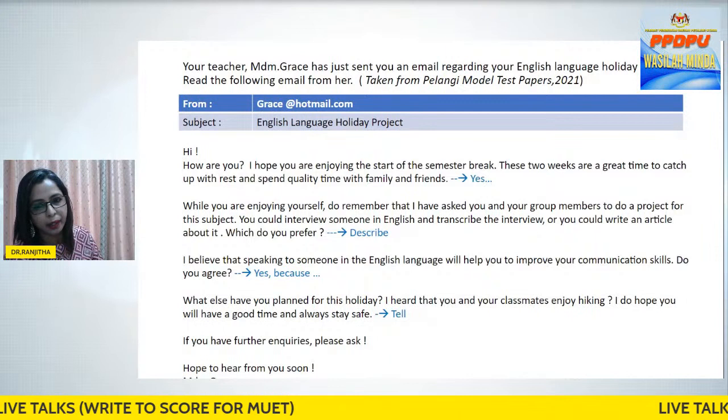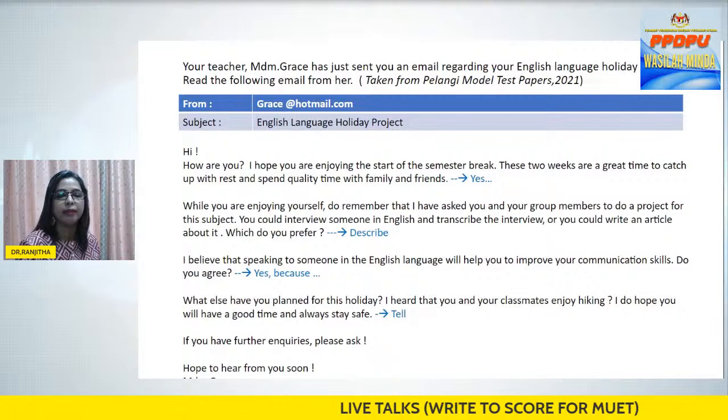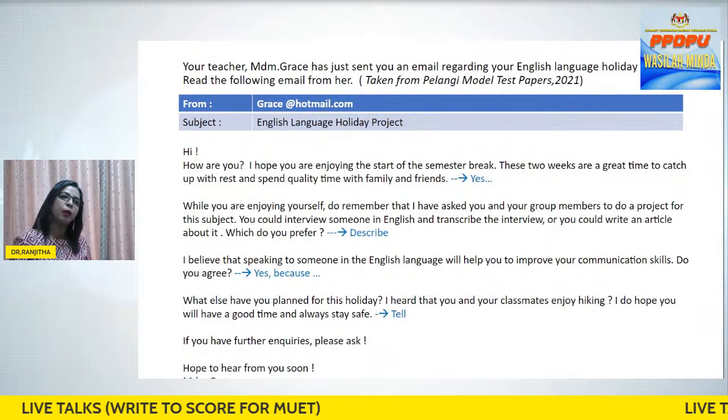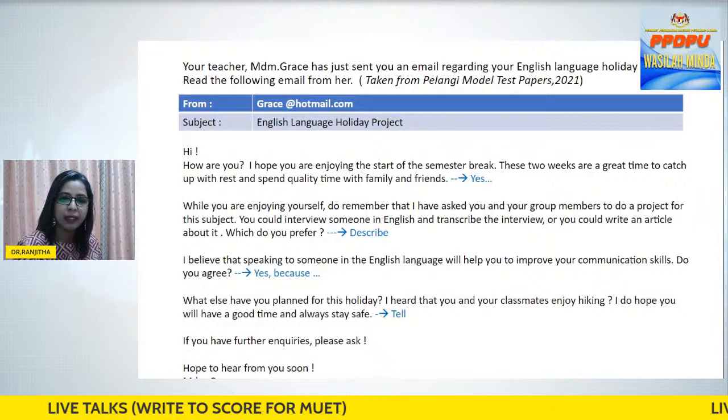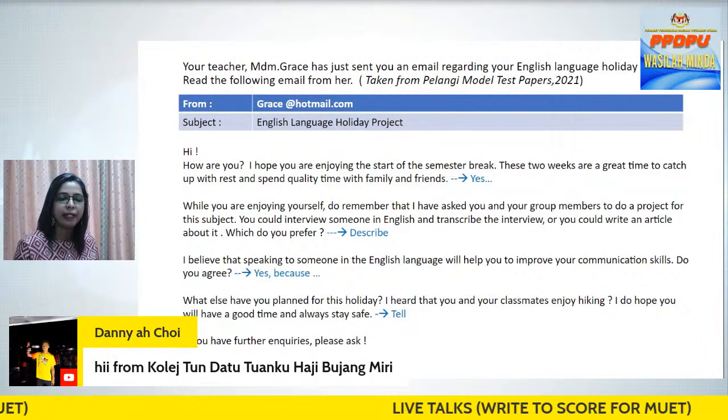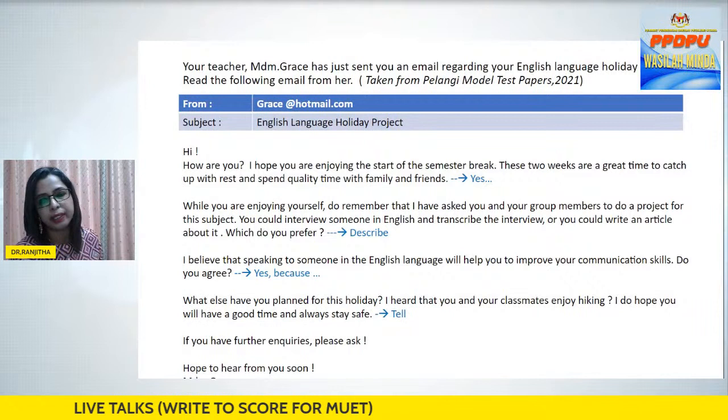Now, when you reply to the email for MUET level, be very careful. Don't take it for granted. Don't think it's so simple, it's just an email like that. No. Always bear in mind, MUET is a university English paper, the standard is there, and you are a pre-university candidate. Therefore, you must be very careful in your response, in your language, in how you actually reply to an email. So let's see, I continue.